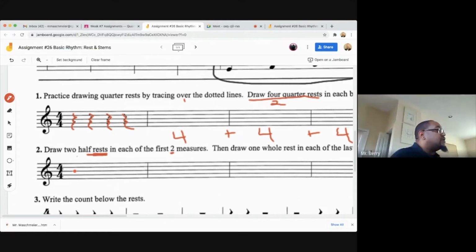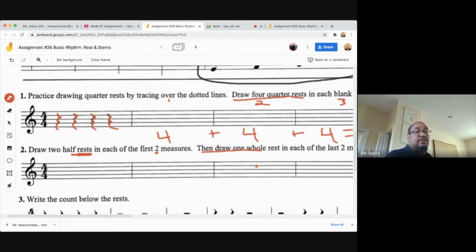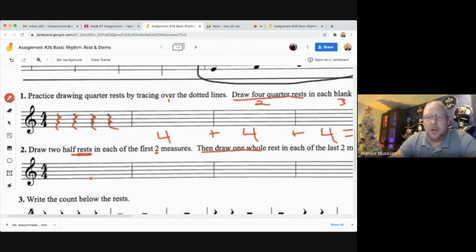Then it reads, then draw 1 whole rest in each of the last 2 measures. So 1 whole rest in each of the last 2 measures. How many whole rests are you drawing, guys? 2. Thank you. You're going to put 1 in measure 3 and then 1 in measure 4. Okay. Remember, half rests are drawn on line 3. Whole rests suspend from line 4.